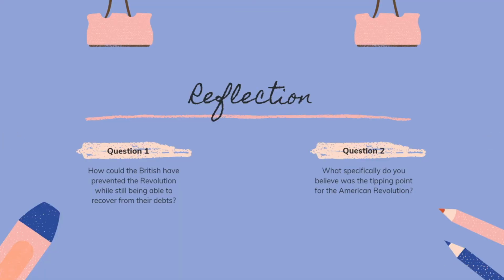Now that you've been given a brief overview of the lead up to the Revolution, here are 2 reflection questions that you can answer on your own. While these have no correct answers, it's a good idea to try answering them to try and see the difficulties for both sides, the British and the colonists.